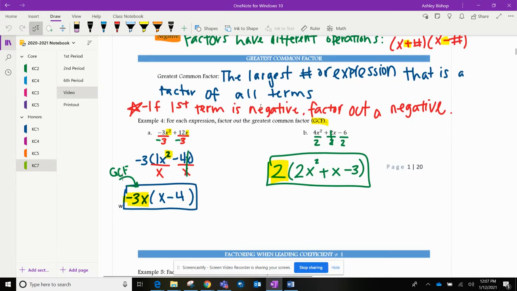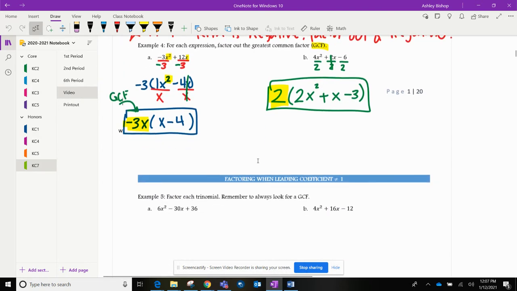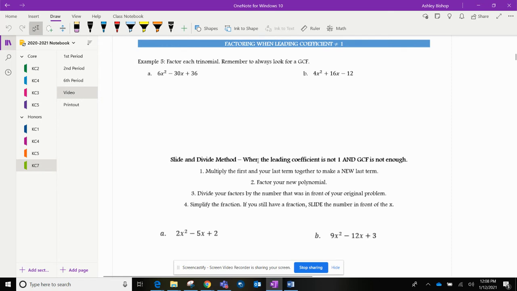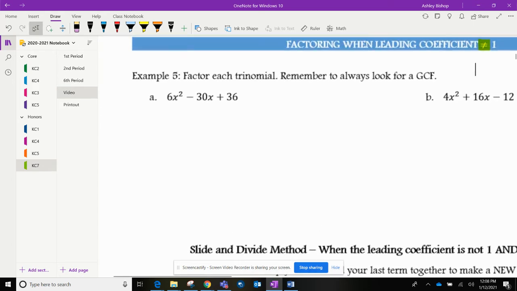Also on Friday, we talked about factoring out a greatest common factor, and we will be talking about that today as it's important. On page 2, we're going to be talking about factoring when the leading coefficient is not equal to 1. That's what it says up here. The leading coefficient is your first term, the first number that shows up in the correct order.